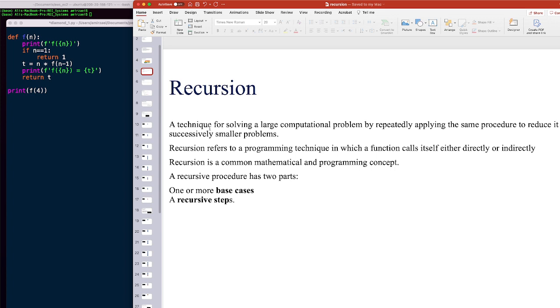Recursion is a technique for solving a computational problem by repeatedly applying the same procedure to reduce it to successively smaller problems. So what we understand from this line is, whenever we want to solve a big problem, we break it down into smaller problems, and then by solving those smaller problems, we can backtrace to solve that big problem that we started with. So that is the goal of recursion.